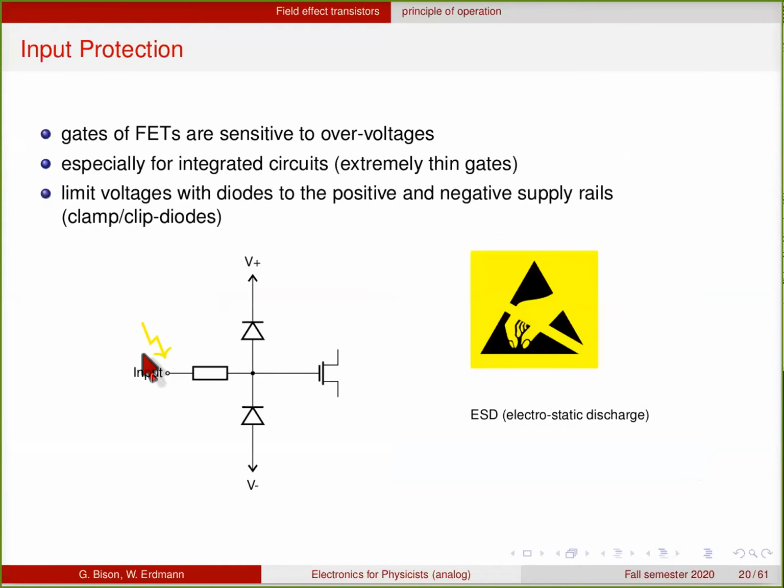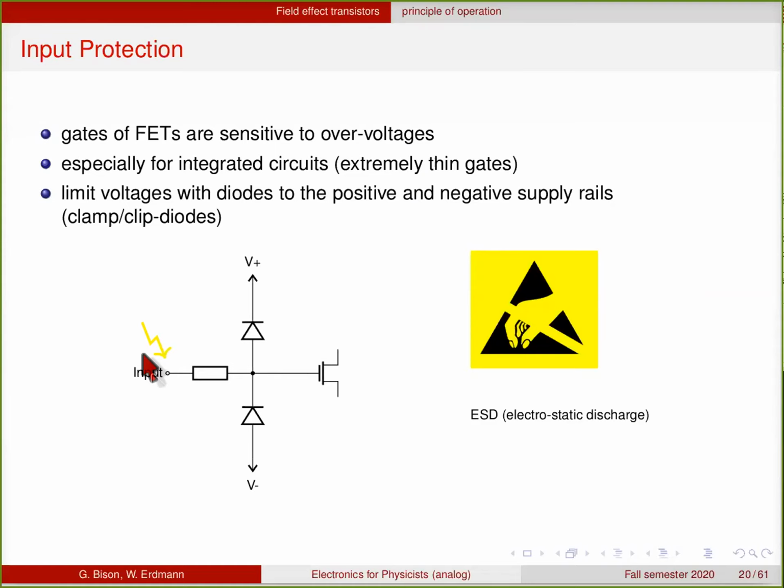One thing that should be noted is that because field effect transistors have these gates with these very thin oxides, they're extremely sensitive to overvoltages. So if you apply too much voltage to the gate of a transistor, you can easily destroy the device with a breakdown from the gate through the oxide to the channel. And this is especially true for integrated circuits where the gates are extremely thin.